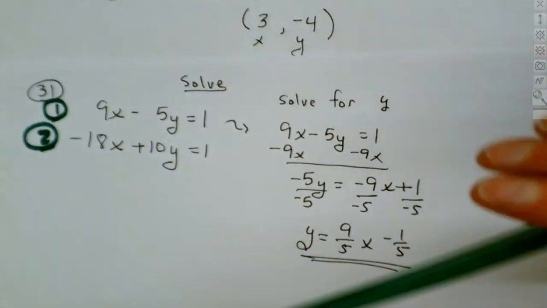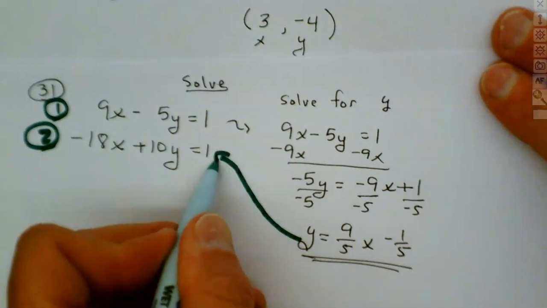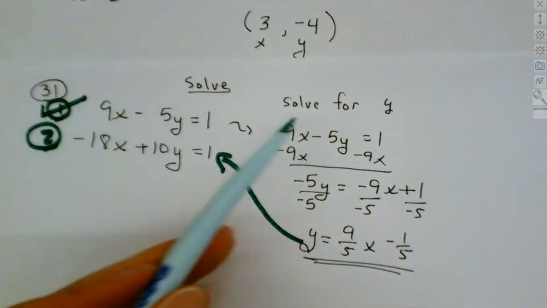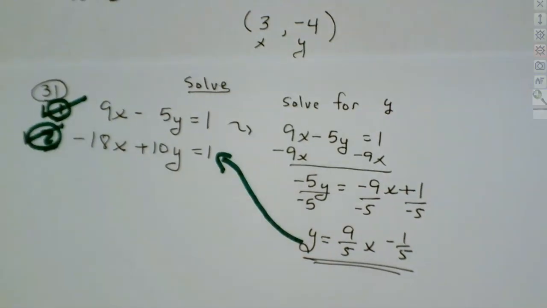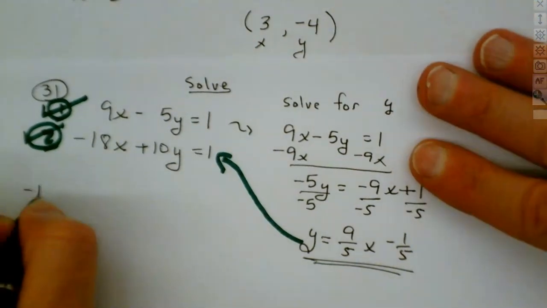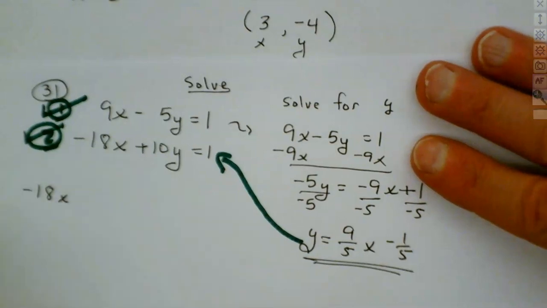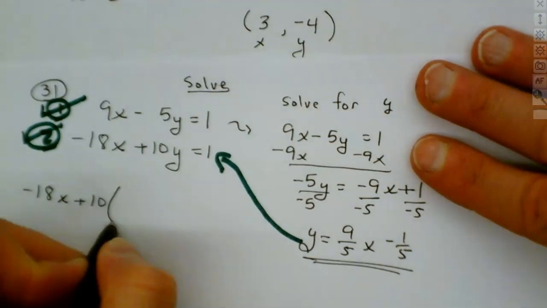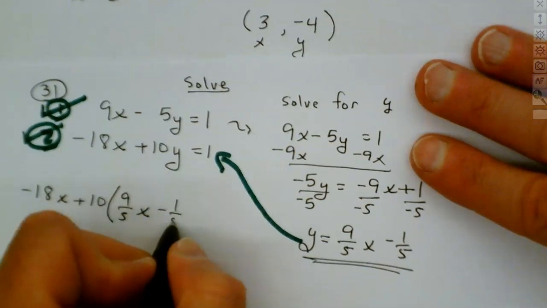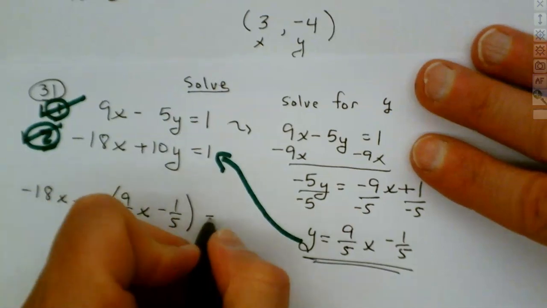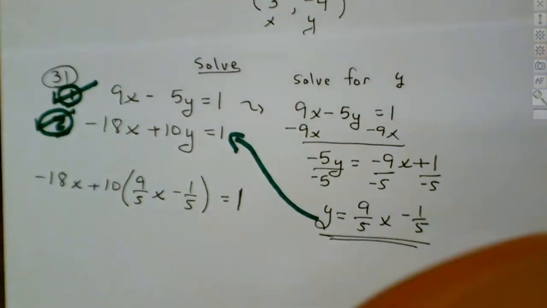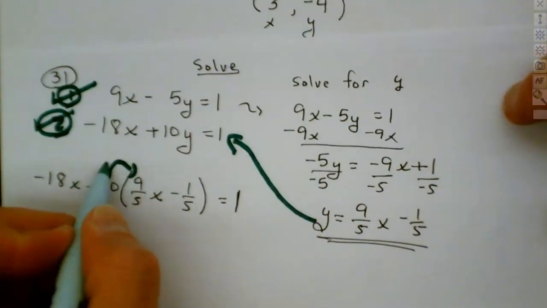Now, something different is going to happen when I plug it in here. When I plug it back in to that second equation, because you used the first equation, now we have to use the second equation. You have to make sure you use them both. What's going to happen when I do that? Well, when I do that, I get -18x plus 10 times 9/5 x minus 1/5 equals 1. Distribute that 10 through.